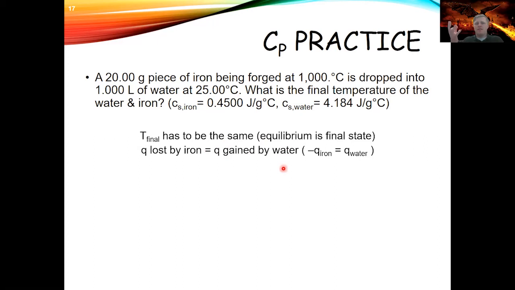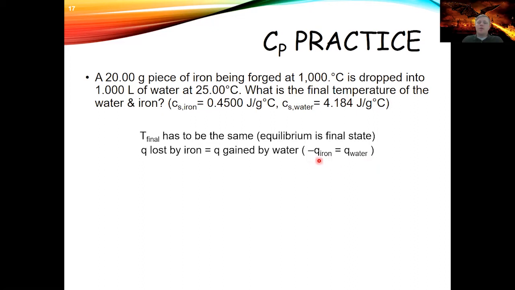So if I have a 1,000 degree piece of iron, I put it in water and I do it carefully so there's no splashing, then all of the heat lost by the iron, and iron is going to lose heat, so we'll say it has a negative Q in this case, is going to be gained by the water, so water would have a positive Q. So the negative Q of iron is equal to the positive Q of the water.